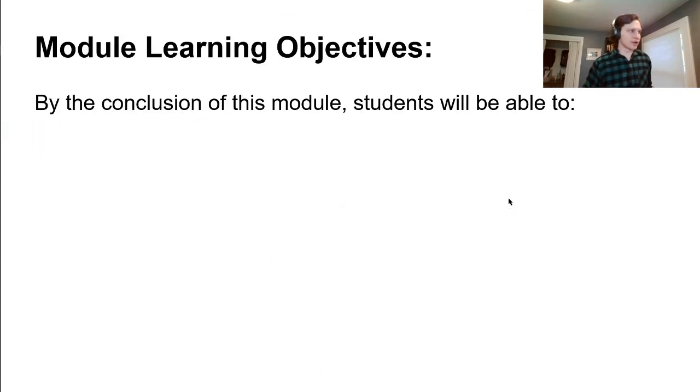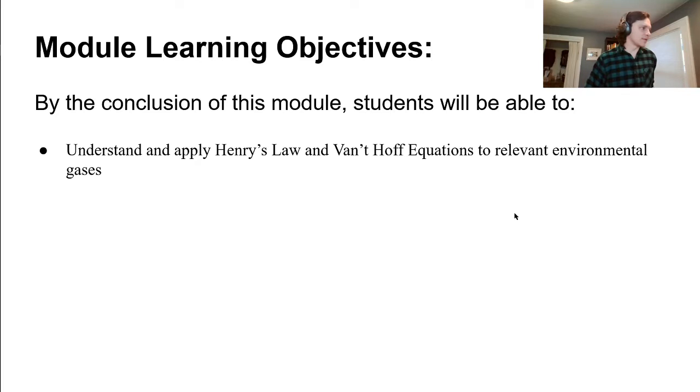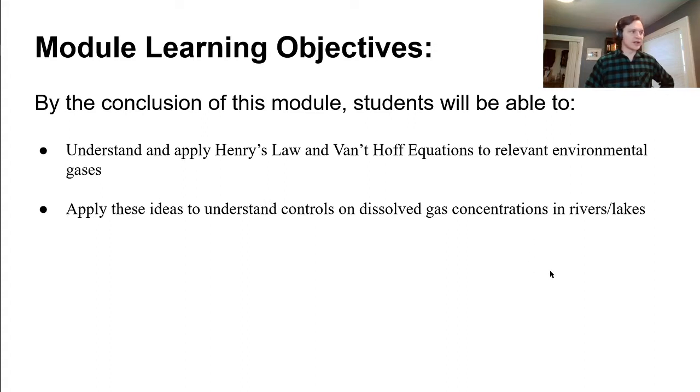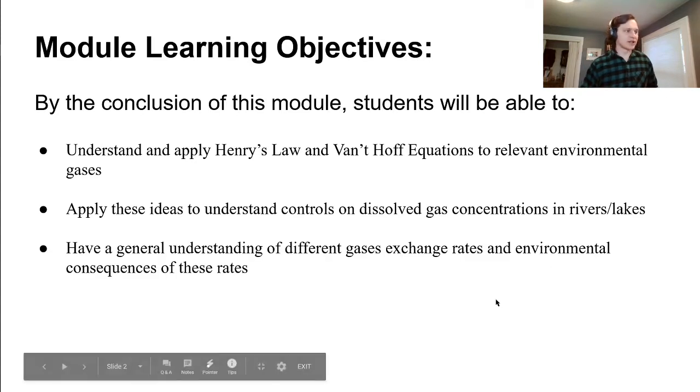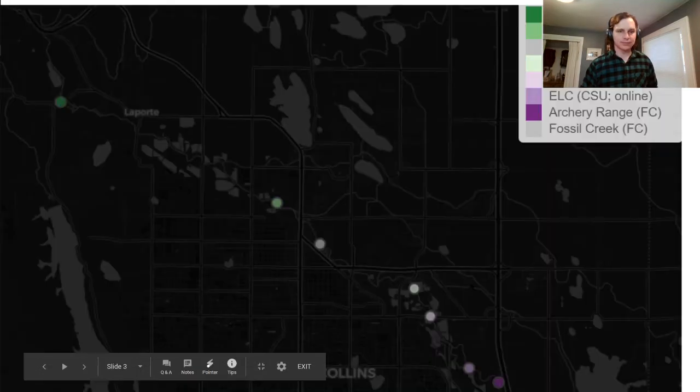So for this module, our learning objectives are to understand and apply Henry's law and Van't Hoff equations to relevant environmental gases, to apply these ideas to understand controls on dissolved gas concentrations in rivers and lakes, and have a general understanding of different gases' exchange rates and environmental consequences of these rates.